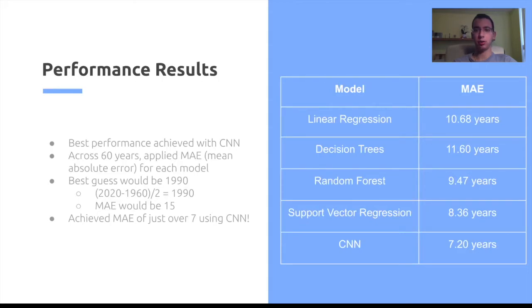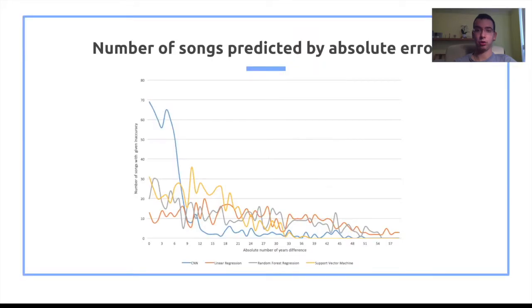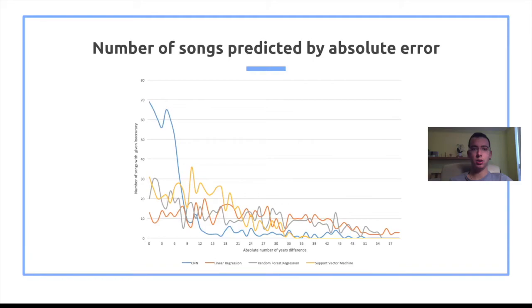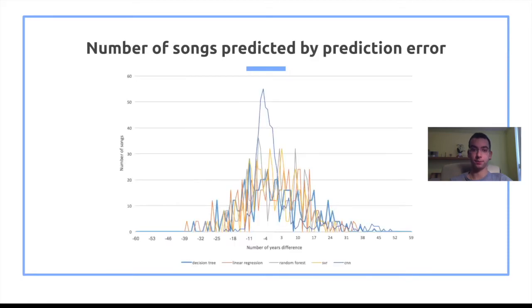On the right side, we can see the result for mean absolute error for the different models. We have the worst being 11.60 years for decision trees, all the way to the best, which is convolutional neural networks, at 7.2 years. We can calculate and plot the number of songs by absolute error. We see here convolutional neural networks tend to be somewhere between 0 to 6 years off from the actual release year. Similarly, for linear regression, random forest regression, and support vector machine, the results tend to be worse, and you can see more values further on the right side of this plot.